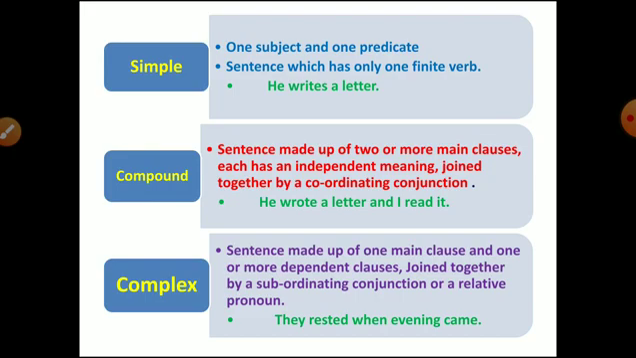Then we have the compound sentence: a sentence made up of two or more main clauses. What is a main clause? What is an independent clause? We have discussed that a main clause should have a subject and a verb, and it should give a complete sentence. So if a sentence is made up of two or more clauses, and they are all main clauses, each has an independent meaning, joined together by a coordinating conjunction.